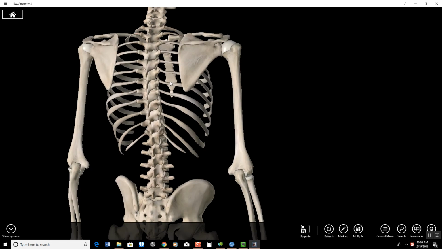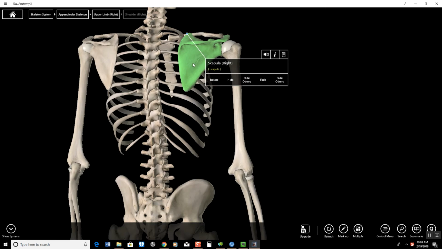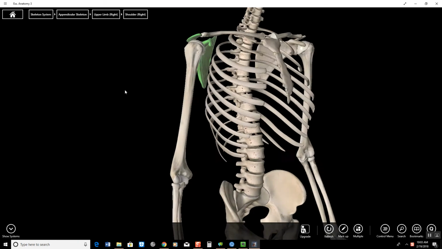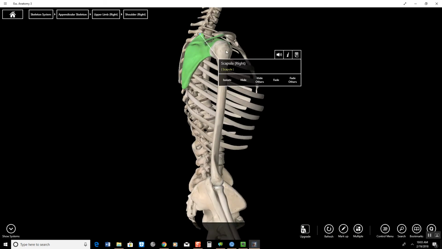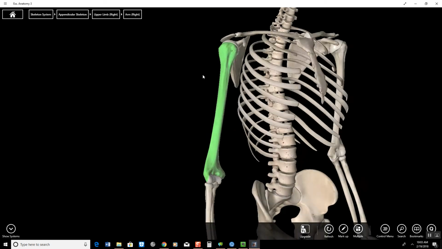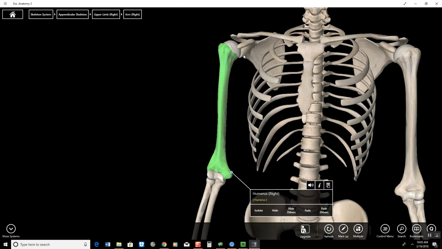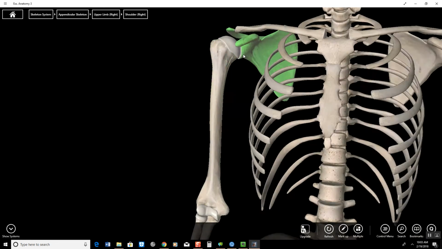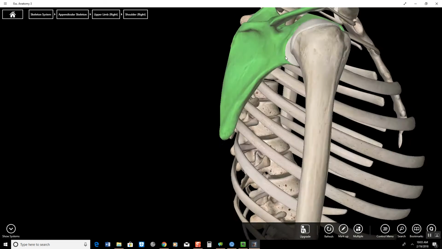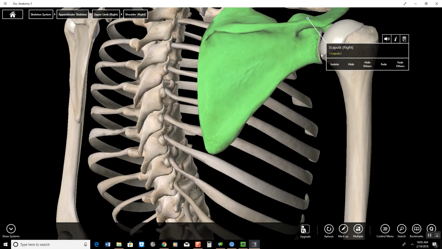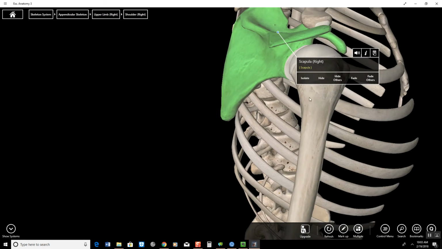So here we are on our Essential Anatomy app. You can see the shoulder, here's the shoulder blade or the scapula. That's a floating bone that moves along the rib cage. Here is the humerus, the arm bone, the ball of the socket. The socket is actually the scapula. It's kind of cool to look at. So a very shallow ball and socket.